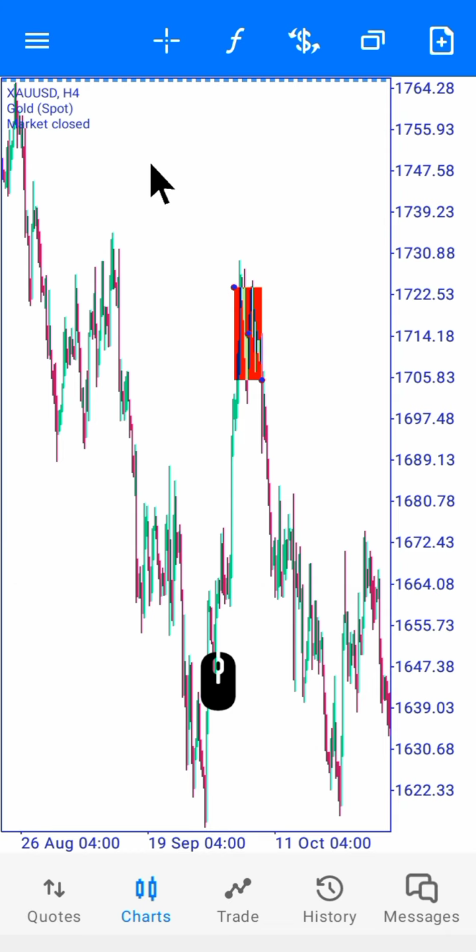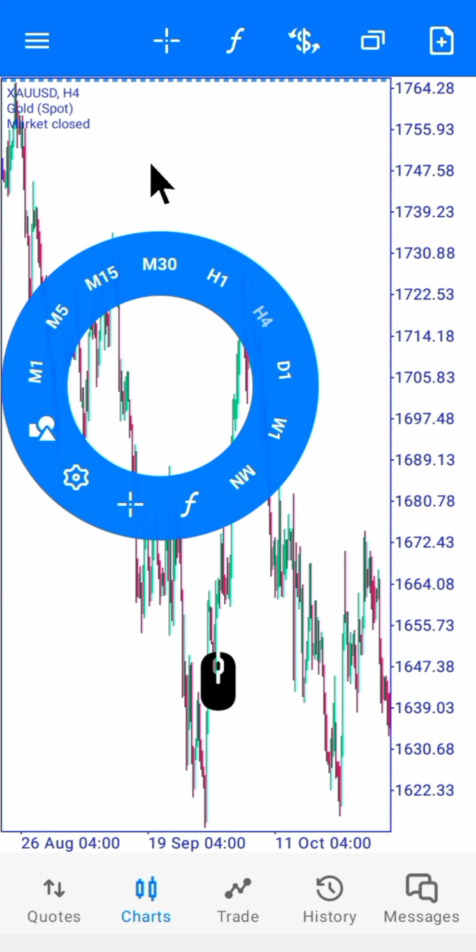Which indicators do we normally use? When we want to find out if the market is oversold or overbought, we use an indicator called the relative strength index. How do you place that? Relative strength index? You tap anywhere on the screen, you click on this point, this F.